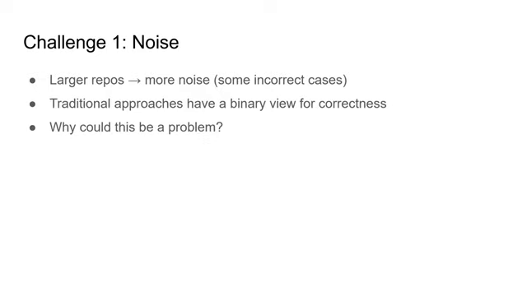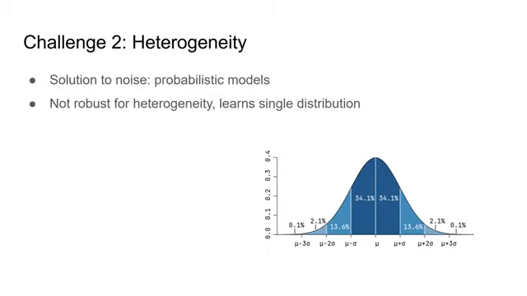Now, why could this be a problem? Well, it's a problem because if you have a small number of incorrect examples, because there's this binary view, those could still be classified as correct instead of having multiple wrong cases. Now, one solution to noise would be to introduce something like probabilistic models, which weight usage patterns based off of how frequently they're implemented. And while this is good, there still is another challenge, which is challenge 2, heterogeneity.